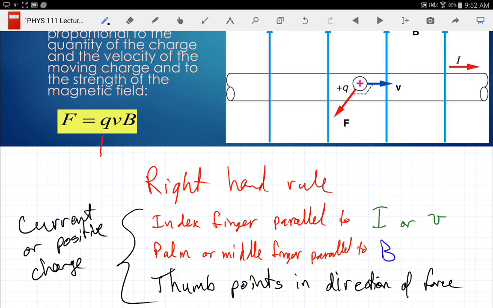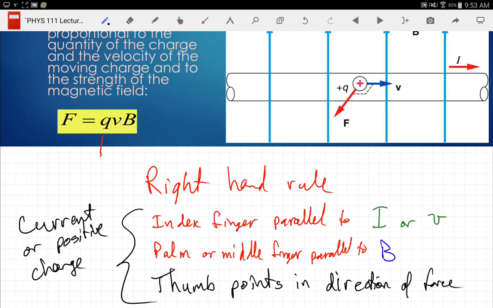And I'm going to point my index finger in the direction of the current, so my index finger is going to point that direction. Then I orient my hand, keeping my index finger pointing that way, make my fingers 90 degrees, and orient my hand so my fingers point the direction of the magnetic field, which is up. And then my thumb tells me that the force is coming out toward you. Now, I could have looked at the charge. If it was a positive charge, I would have had exactly the same thing.